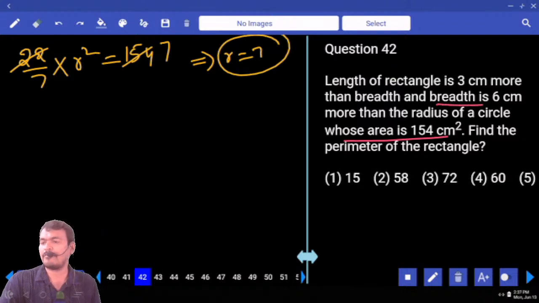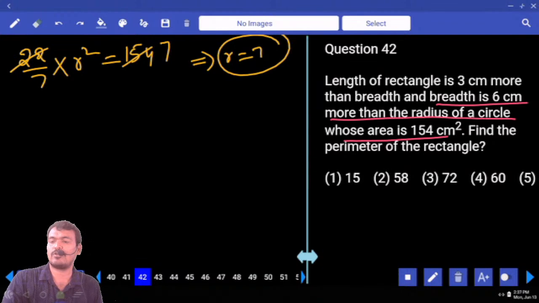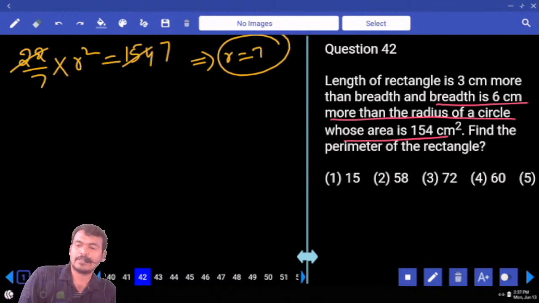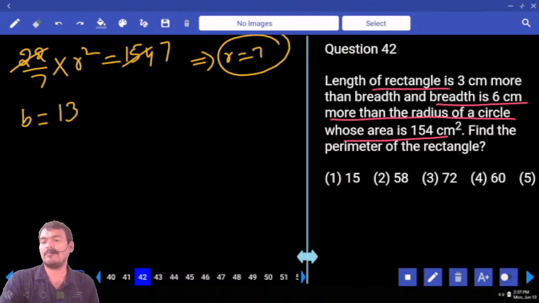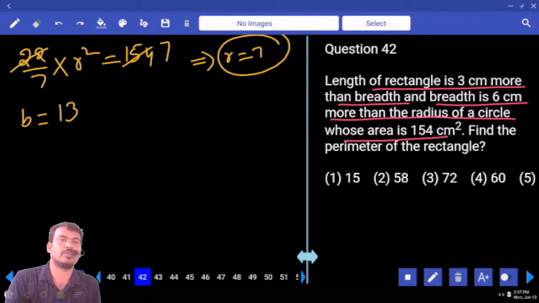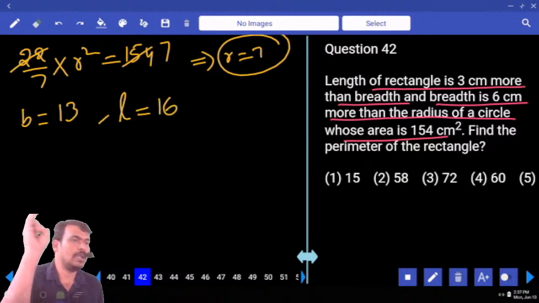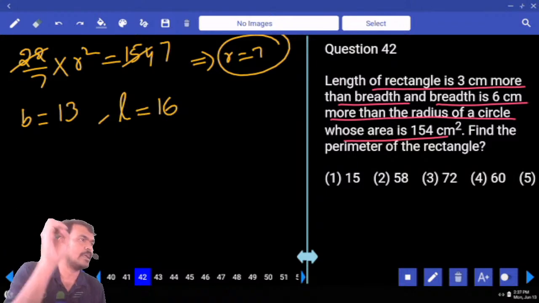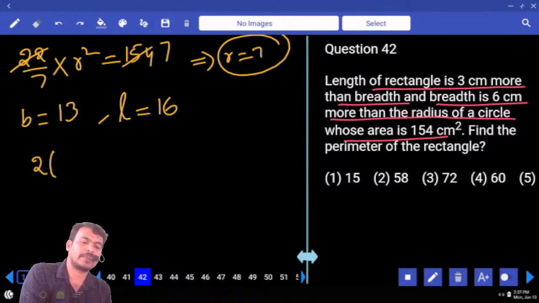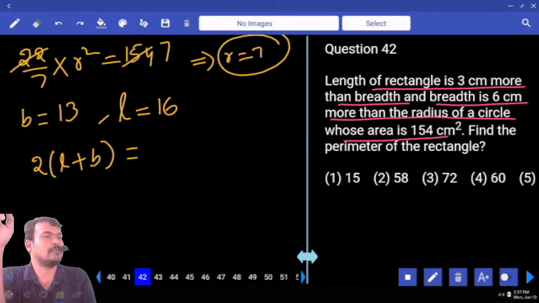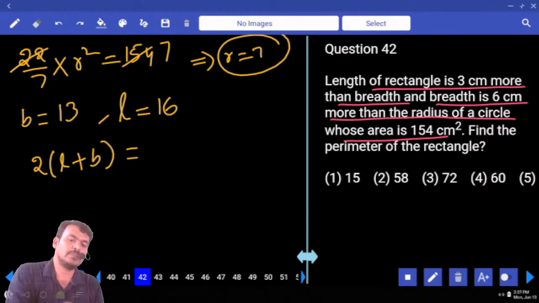But here the breadth of a rectangle is 6 centimeters more than the radius of the circle, which means the breadth is 13. And one more, the length of the rectangle is 3 centimeters more than the breadth, so the length is 16 and the breadth is 13. We require the perimeter of the rectangle, 2 of (L plus B). 16 plus 13 is 29, into 2 means 58.